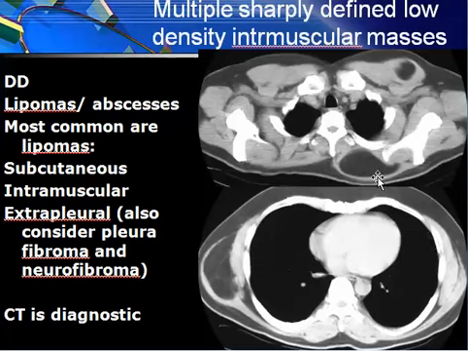Here we have 1, 2, 3. Density is that of fat. There are multiple sharply defined low density intermuscular masses. Of course, lipoma is the most common, as we said before. Lipoma may be subcutaneous, may be intramuscular, may be extrapleural. Also consider the two famous lesions of the pleura, the fibroma and the neurofibroma, but the density here is that of fat.